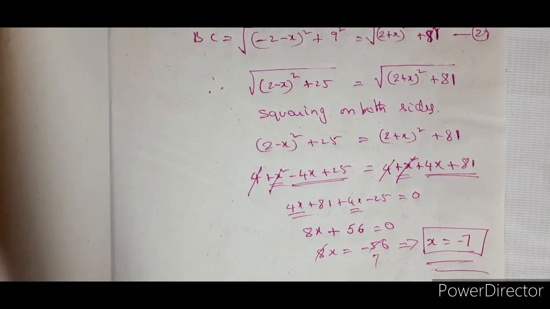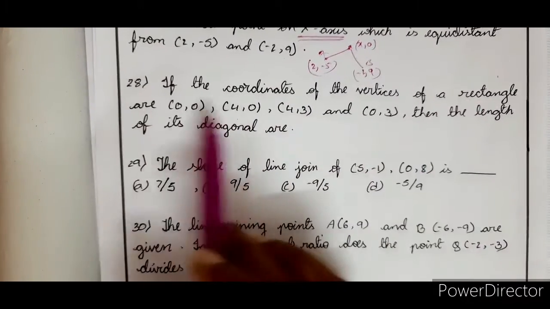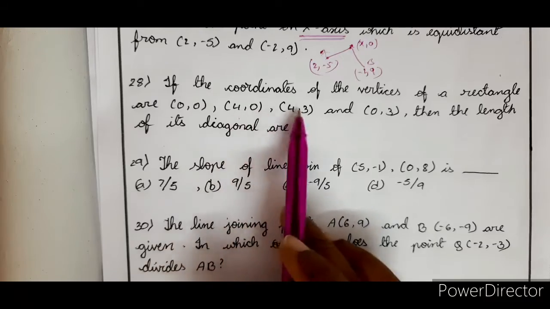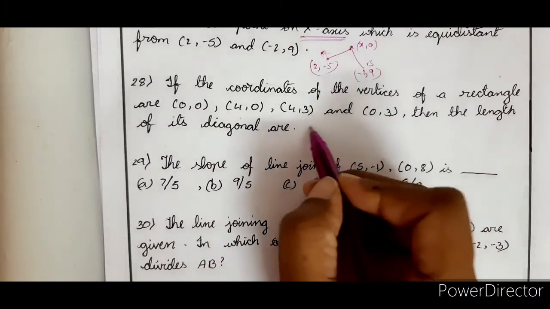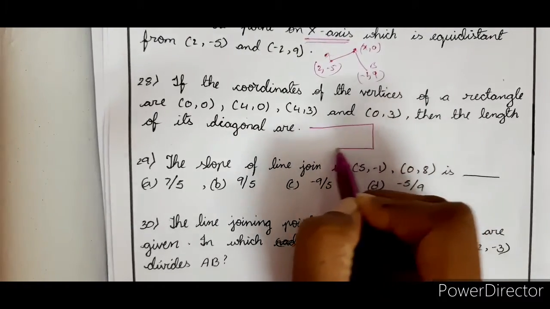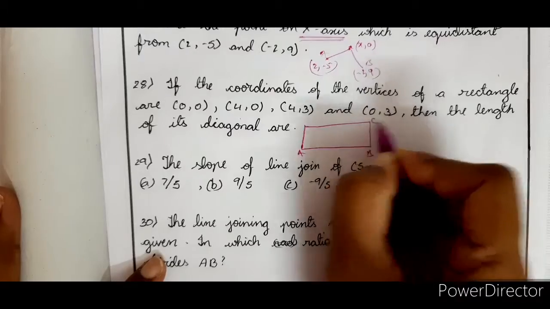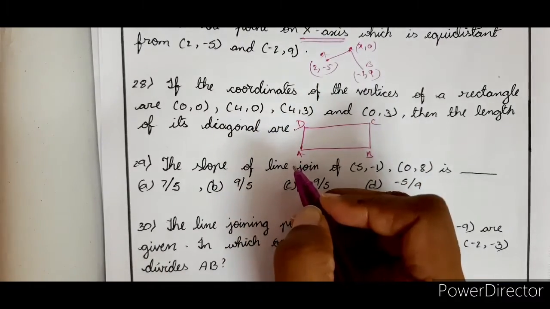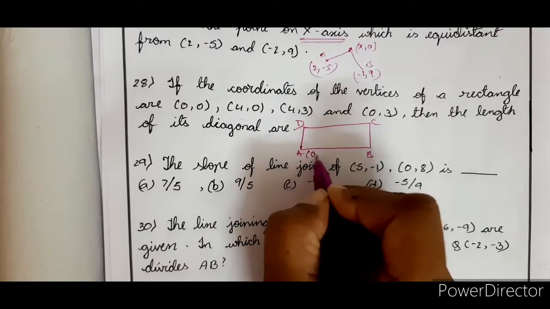So let's move on to the next one. If the coordinates of the vertices of a rectangle are 0, 0, 4, 0, 4, 3, 0, 3, then the length of its diagonal is. I am not going to do it for you. I will just give you the hint on how to do it. You know it already. Children who can do it, don't wait for me to teach. You can do it by yourself.